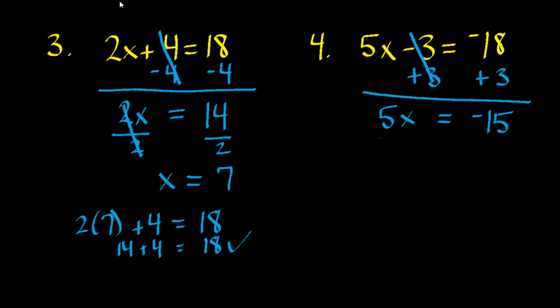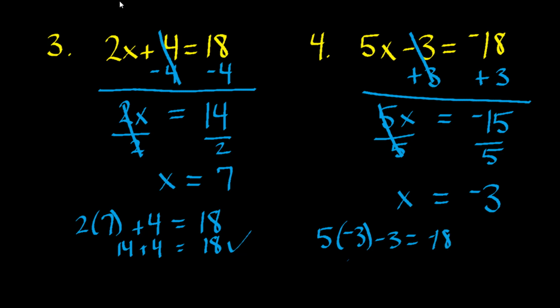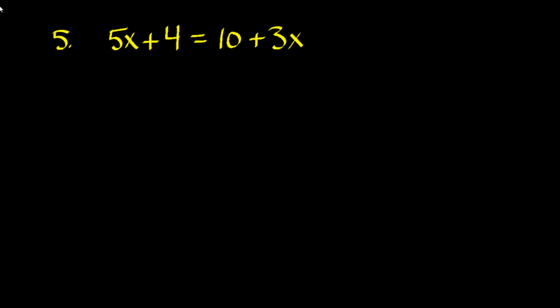Next, we have 5 times x equals negative 15, so we have a 5 times x. We need to divide both sides by 5 to reverse that multiplication by 5. 5 divided by 5 is 1, and 1 times x is x. Negative 15 divided by 5 is negative 3. So this is our final answer. We could check it by plugging in negative 3 for the x, and we will get negative 15 minus 3, which is negative 18. So it checks.